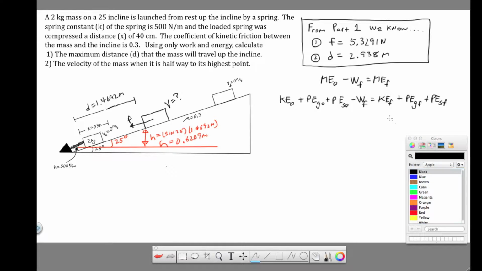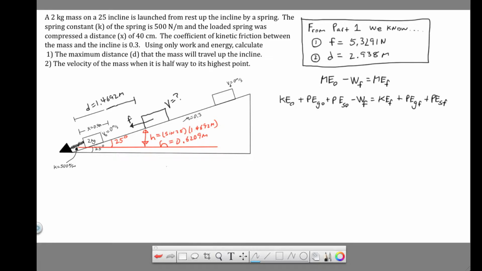All right, so let's look at our energies. Again, the block down here, this is the initial point. There's no kinetic energy. It starts from rest. There's no potential of gravity because it begins on the 0 point. We do have potential energy of spring because the spring has been compressed. Friction does negative work. It's removing mechanical energy from the object.